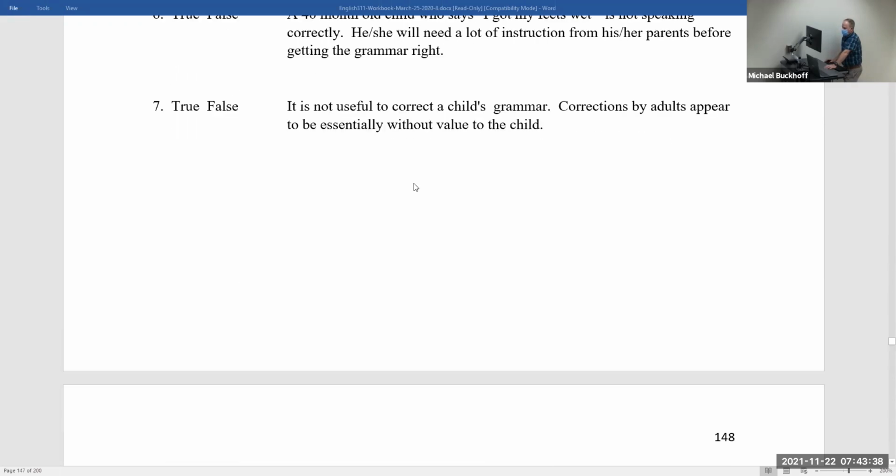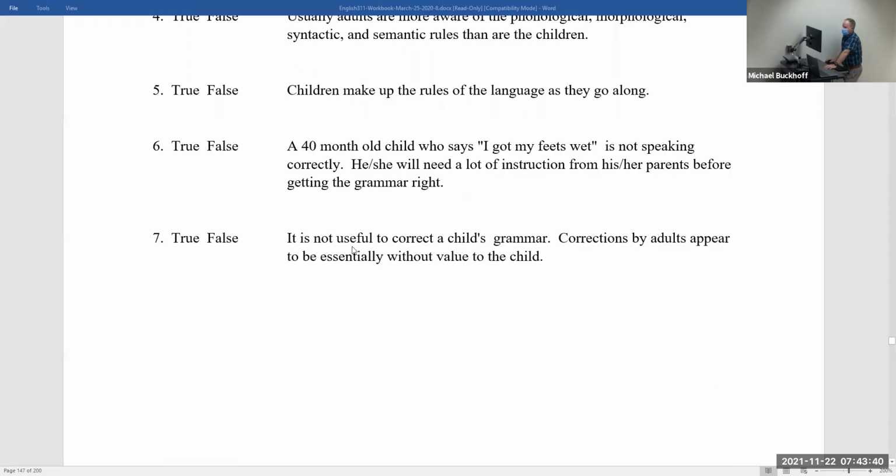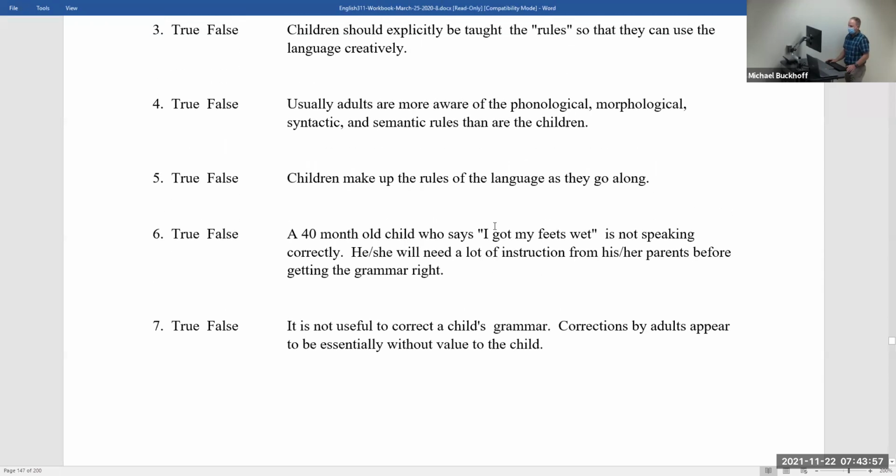So number 7, it says, it is not useful to correct a child's grammar. And let's talk about children that are especially young, 1, 2, 3 years old, those in that age group. It is not useful to correct a child's grammar. Corrections by adults appear to be essentially without value to the child. What do you guys think about that?